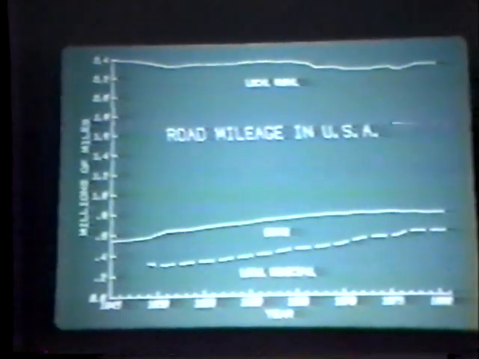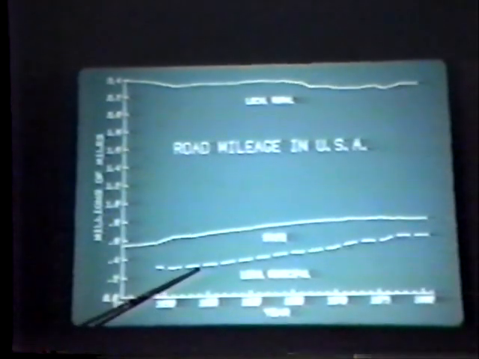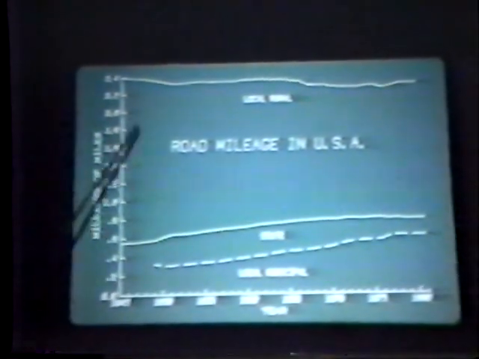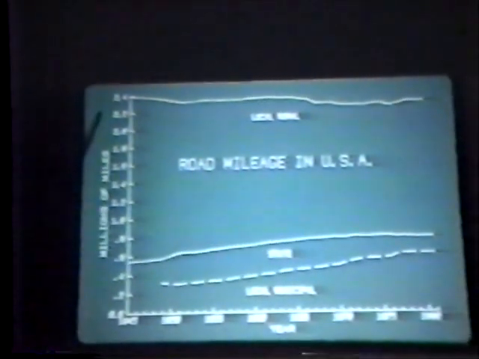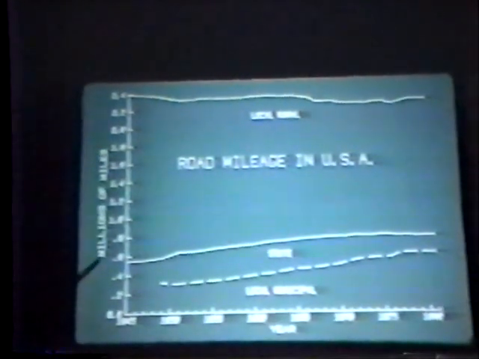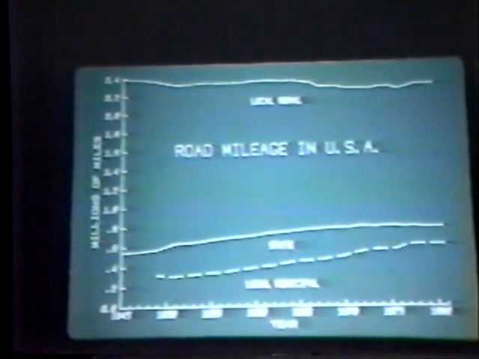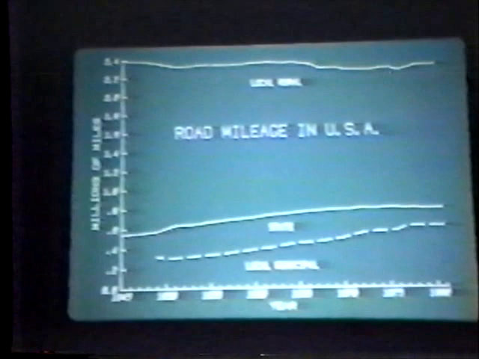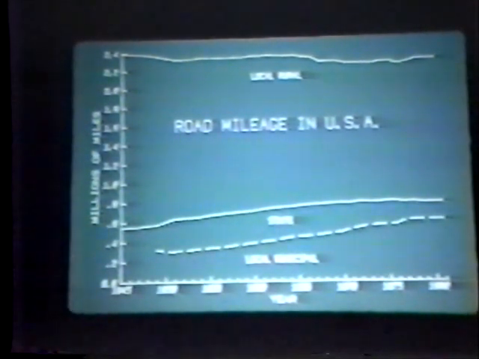The road mileage is pretty static. Here's state highway mileage, local and municipal, that'd be like cities and villages. Look way up there at the top, local, rural. Pretty steady quantities on the order of 2.4 million miles of road. If you add all of these together, we're at about 4 million miles of road in the United States. Did you know that 57% of the 4 million miles of road in the United States is aggregate surfaced?